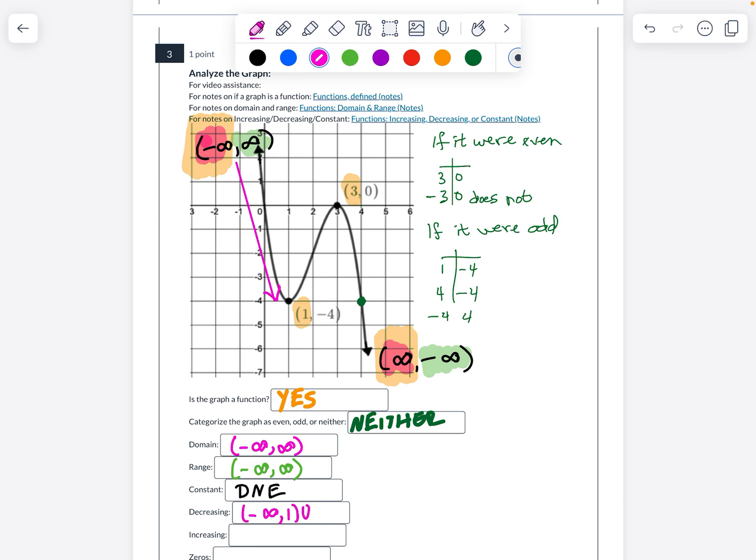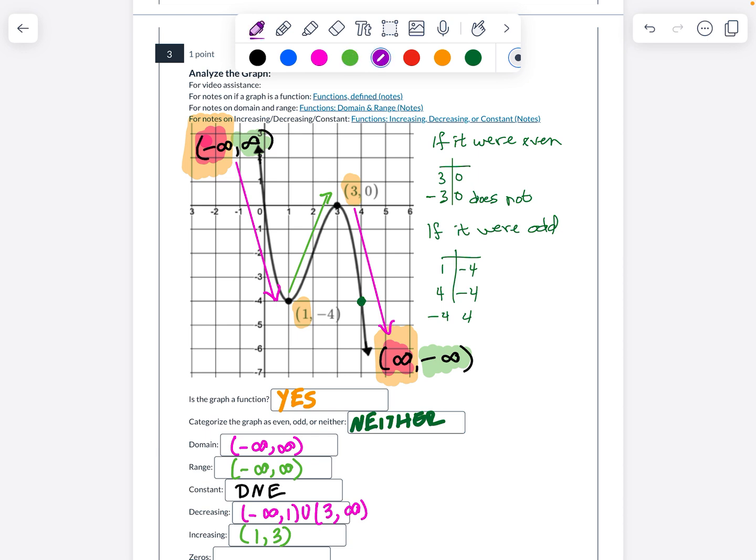It is also headed downhill between the x value of 3 and the x value of infinity. It is headed uphill between the x values of 1 and 3. And these are always parentheses. Increasing and decreasing are always parentheses because it doesn't stop. It continues moving, okay?